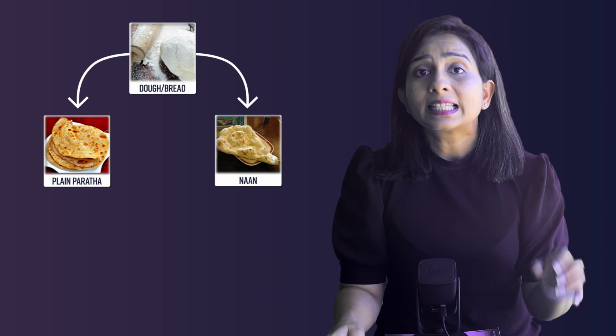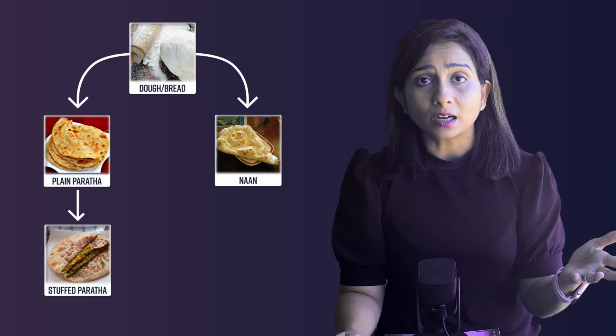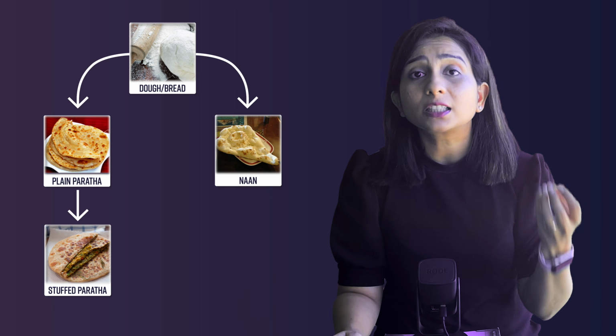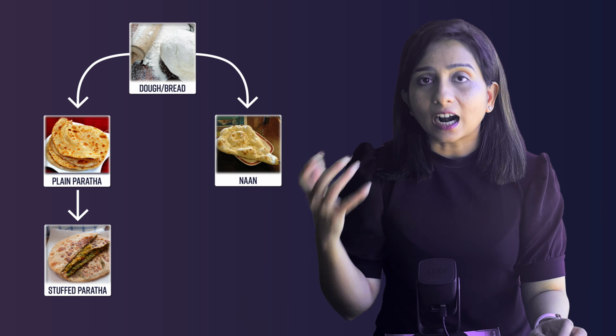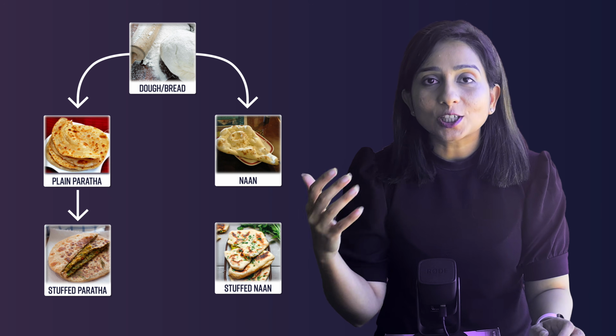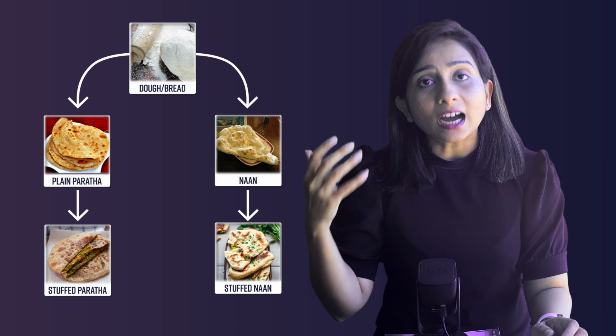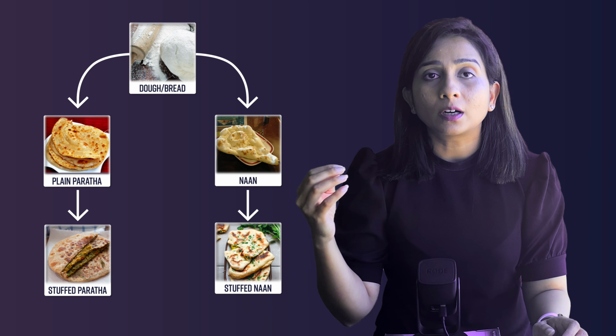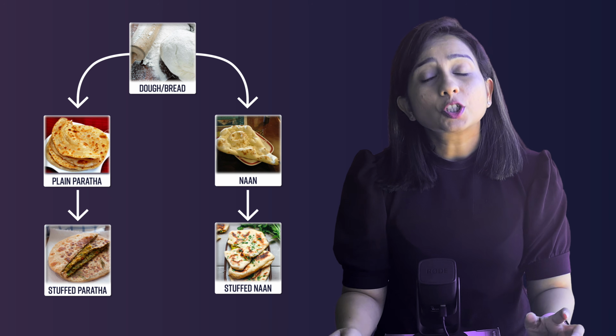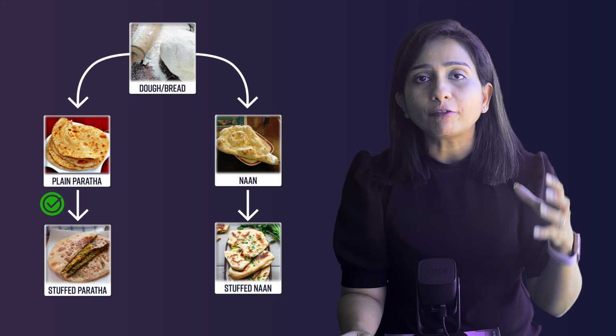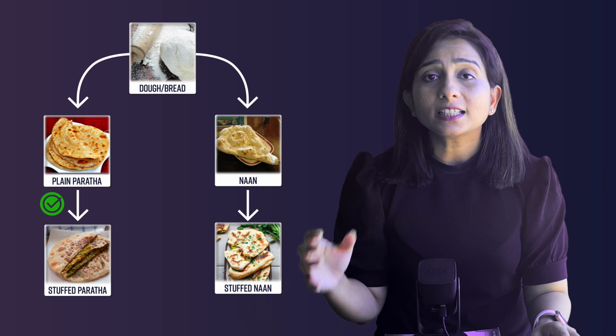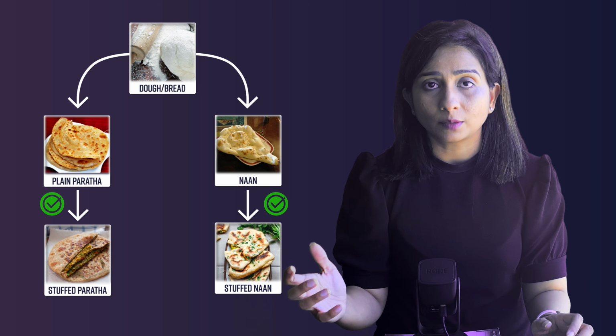If you're a foodie, you're going to like this example. Let's talk about breads. Paratha is a bread. Naan is also a bread. Stuffed paratha is also a paratha, but it has some different properties other than normal paratha. Garlic naan or stuffed naan is also a naan, but it has some additional properties other than the plain naan. So it is safe to inherit stuffed paratha from paratha, and it is safe to inherit stuffed naan from naan.